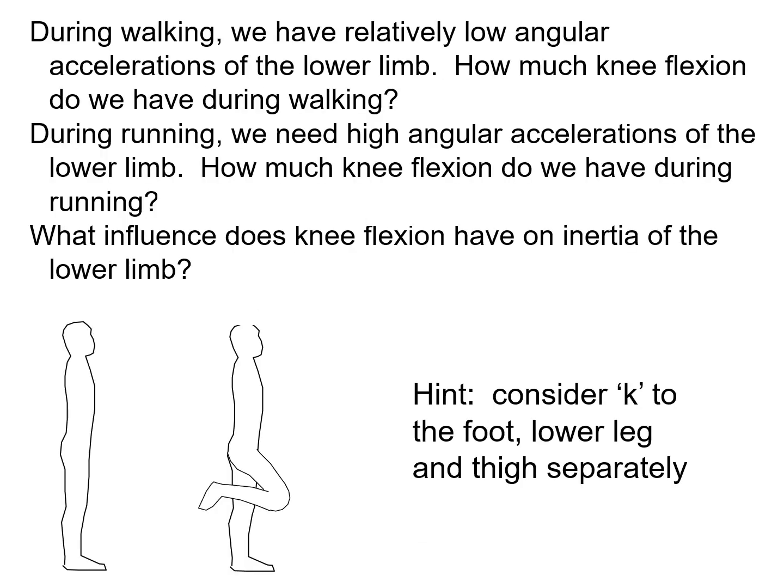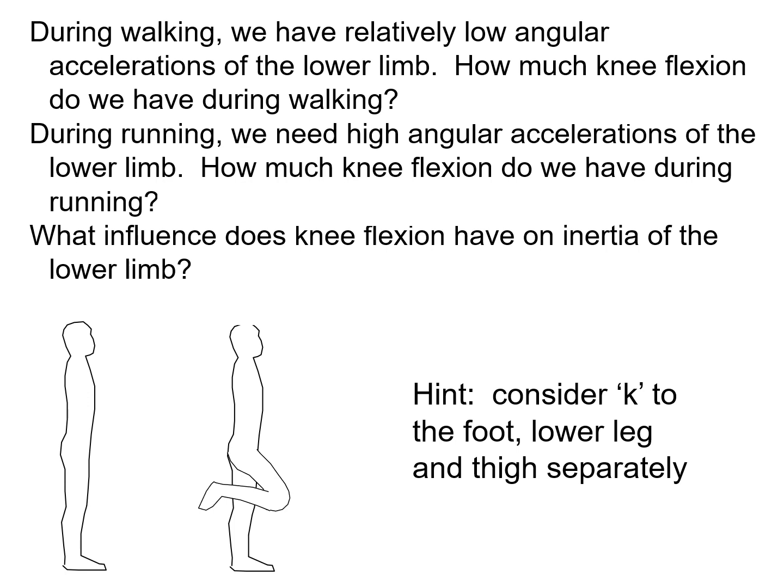So during walking, we have a relatively low angular acceleration of our lower limb. This is determined by how much knee flexion we have during walking. This is a very cool concept when we look at human gait. In your mid to terminal swing phase, your leg is flexed at the knee. This decreases the moment of inertia of your leg, so that when you're trying to swing it, it's much easier to swing.